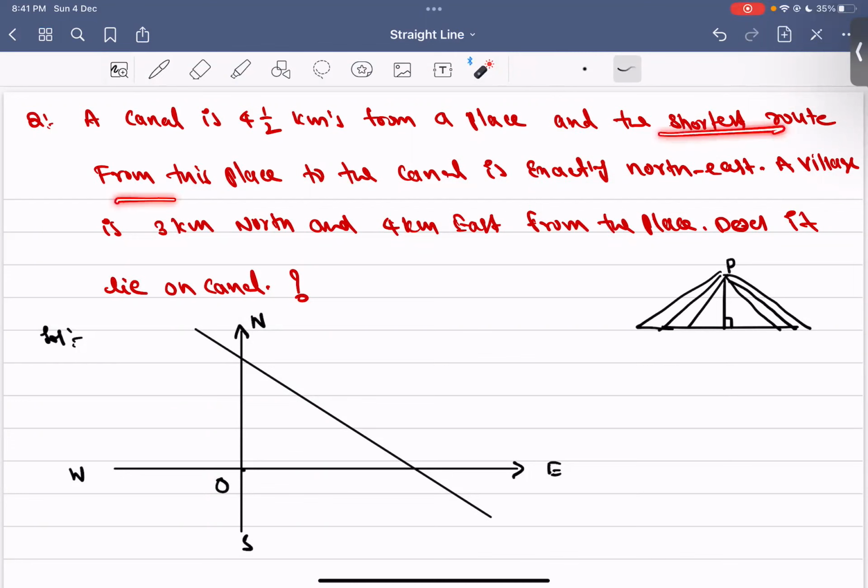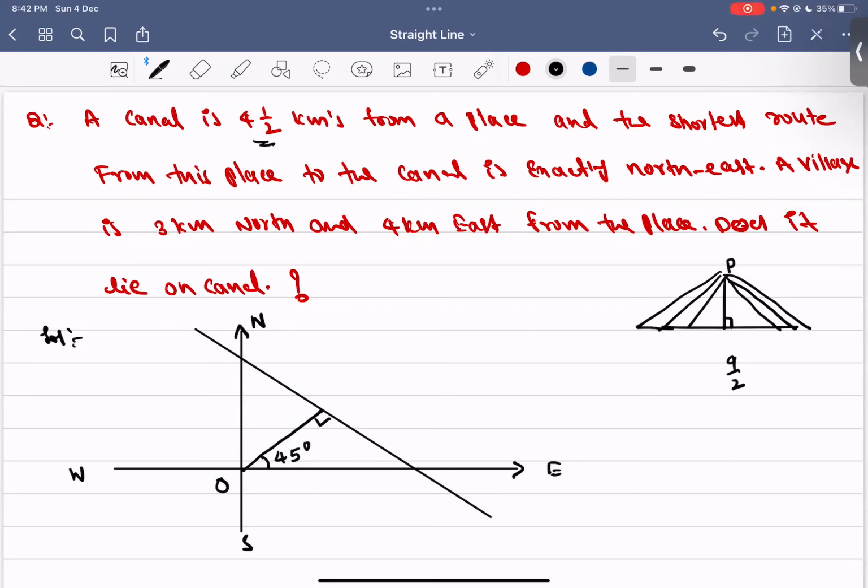And the shortest route from this place to the canal is exactly northeast. Exactly northeast means what? Exactly, it makes 45 degrees. So northeast means the angle made by the perpendicular distance dropped from origin to that canal is 45 degrees. Then only we call this northeast distance. This is north and east, exactly northeast means 45 degrees, total is 90 degrees. And canal distance is 4.5 kilometers. 4.5 kilometers means 9/2.